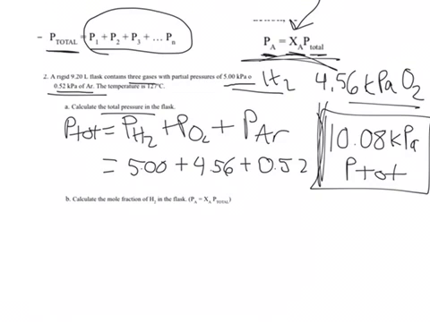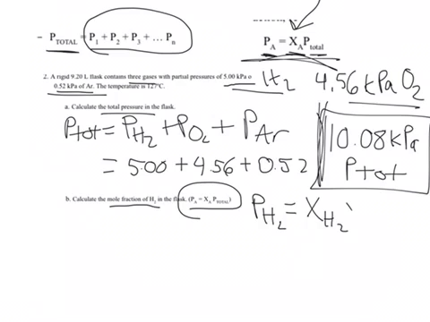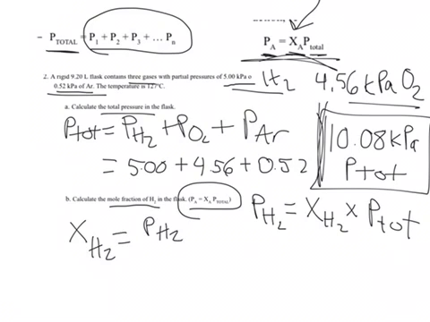Let's look at the second part of the problem. It says calculate the mole fraction of H2. Well, this is the equation for mole fraction. So the partial pressure of hydrogen is equal to the mole fraction of hydrogen times the total pressure. We were given in the last problem the partial pressure of hydrogen right here. And we also solved for the total pressure in the last problem, so we can find our mole fraction. Mole fraction is going to be equal to partial pressure divided by total pressure.